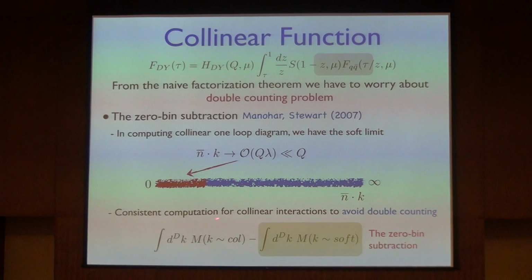So a consistent computation for collinear interactions can be performed as follows. We perform the diagram calculations, and then we have to subtract some contributions when the loop momentum becomes soft. This is called the zero-bin subtraction. It was first found by Manohar and Stewart in 2007.